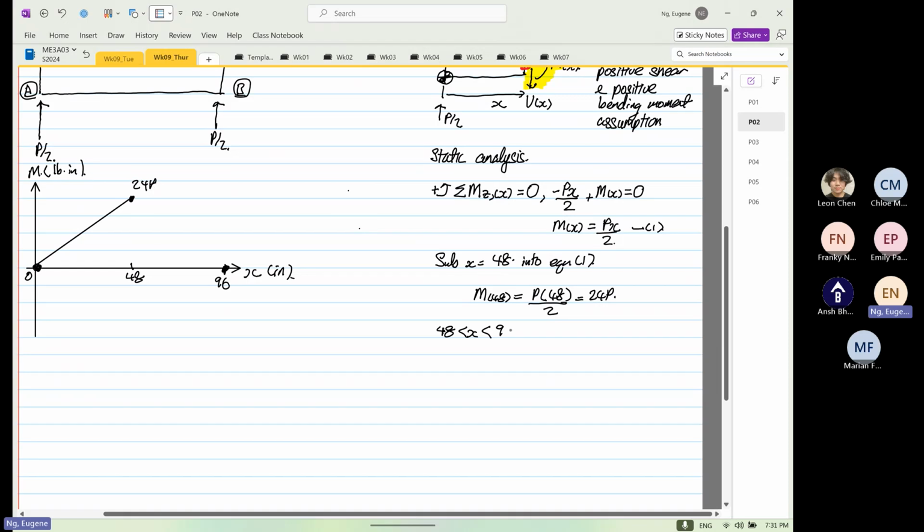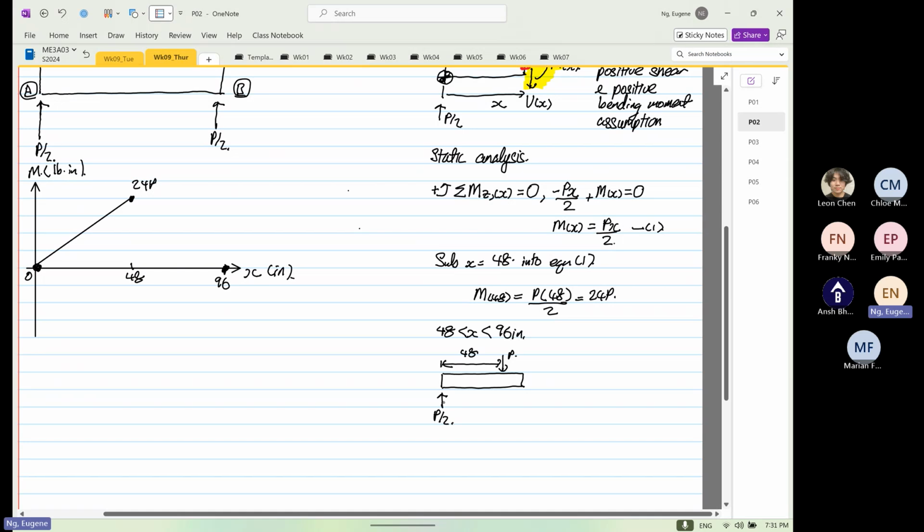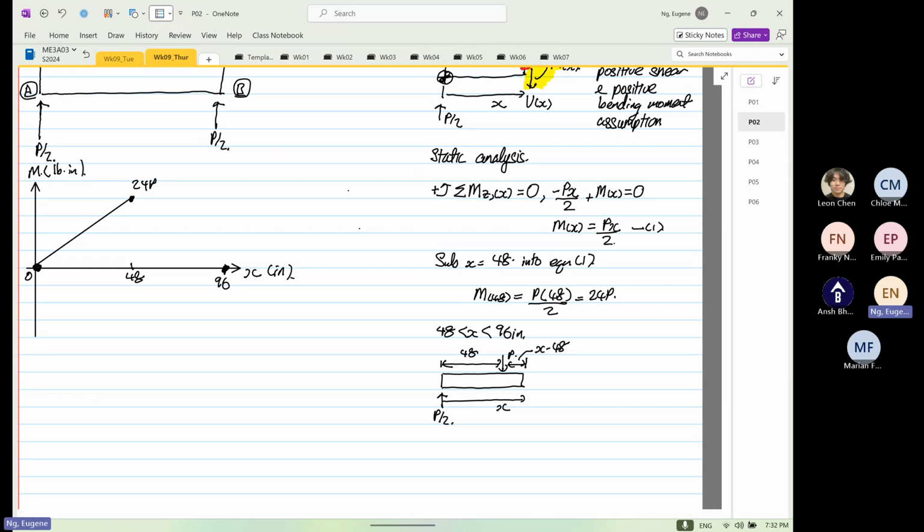Is the x range from 48, okay, up to 96 inches, right? So what we have now is P over 2, and you have P over here, and we are aware that the distance from here to here is 48, and this is our distance x, and the distance from here to here is x minus 48. Okay, because x is greater, so that's why it's x minus 48.